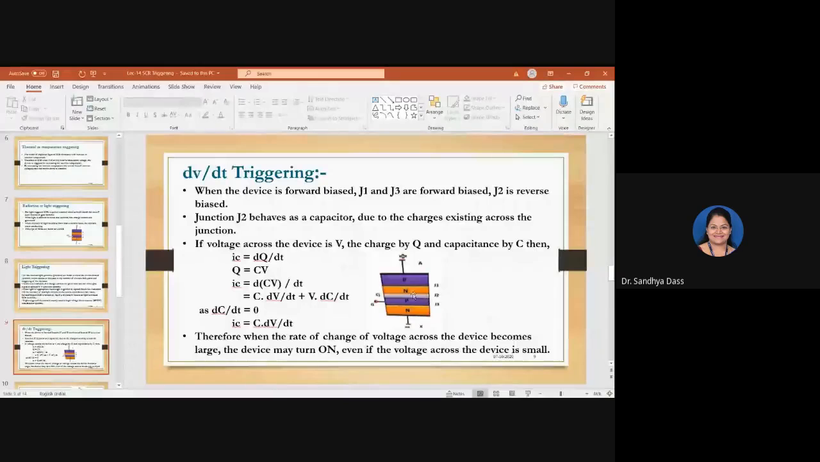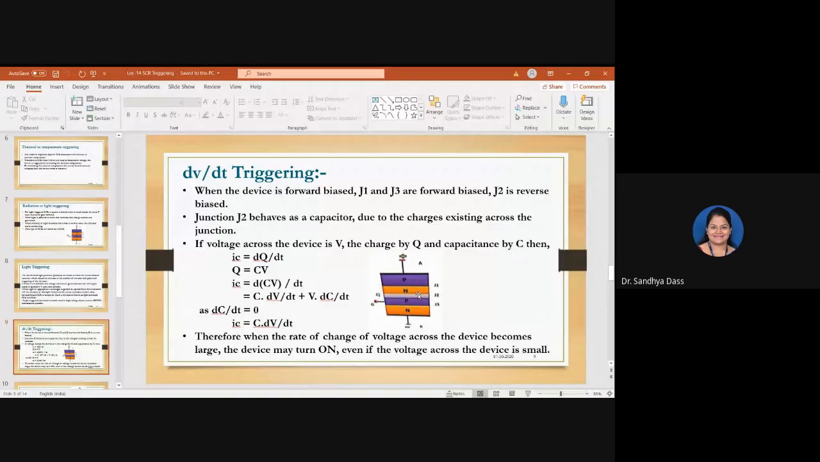So here what happens, there is a depletion layer getting formed, right? So the charge carriers that are getting deposited here in junction J2, if you recall the depletion region and the width of the depletion region, and how the immobile ions get accumulated across the junction, then this junction J2 behaves as a capacitor because there is a deposition of charge carriers at this junction J2, right?